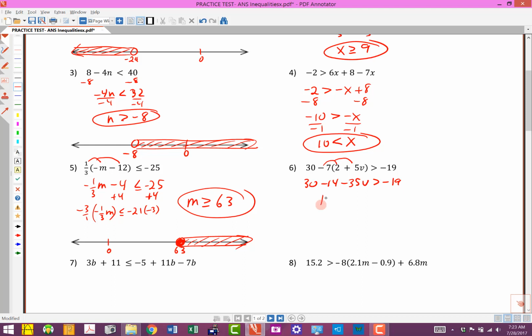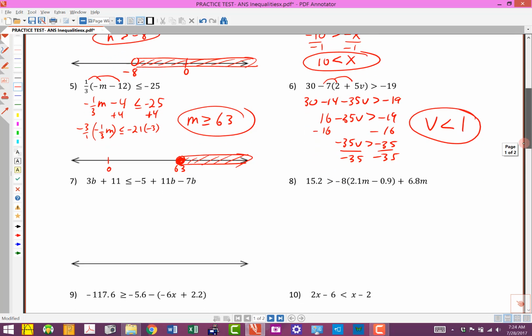Collect some like terms, so we end up with 16 minus 35v greater than negative 19. Subtract 16, so negative 35v greater than, let's see, negative 35. And we're going to divide both sides by negative 35. And dividing by a negative is going to switch the direction, so we're going to change this to a less than. And a negative divided by a negative is a positive, and 35 divided by 35 is 1. So we get v is less than 1. Alright.